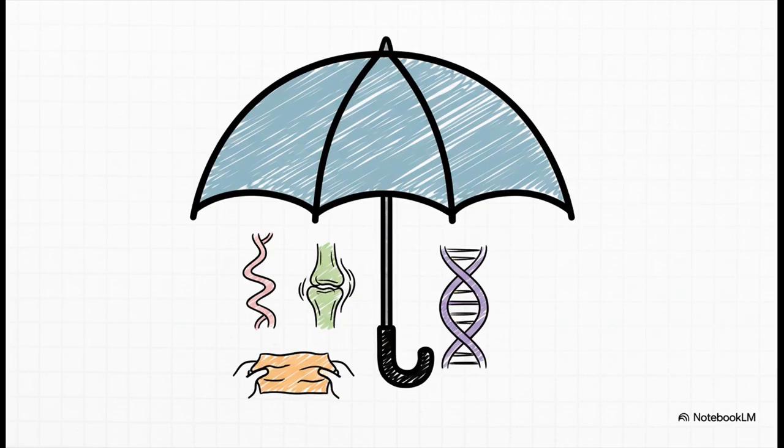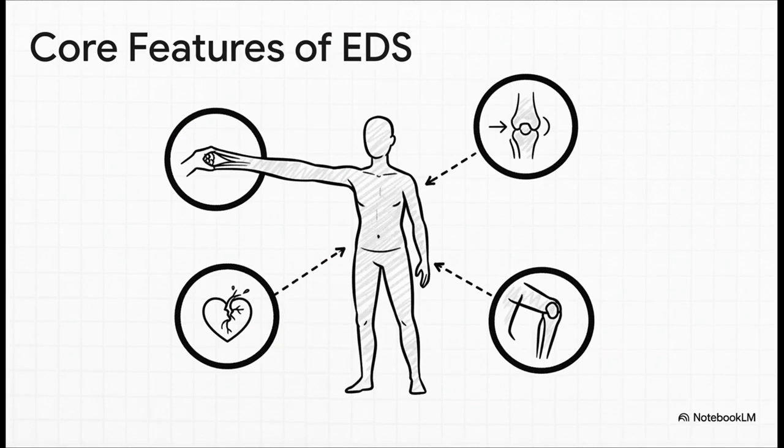Okay, moving on to our second case study. This isn't just one disease, actually. It's a whole group of related disorders, which we call the Ehlers-Danlos syndromes, or EDS for short. The common link, the one thing that connects all types of EDS, is a defect in collagen. You all know collagen, right? It's the most abundant protein in our body, the main structural protein.